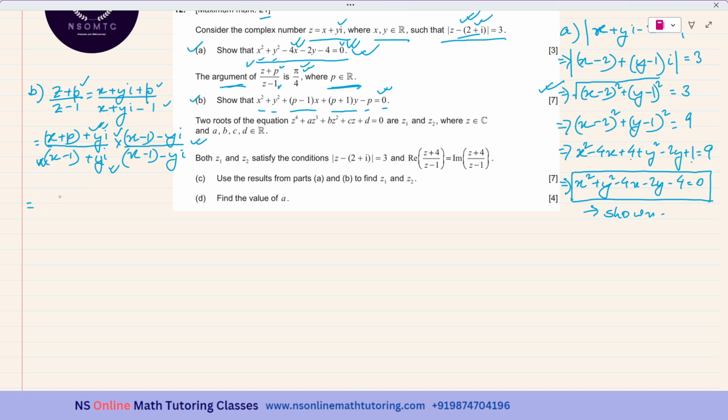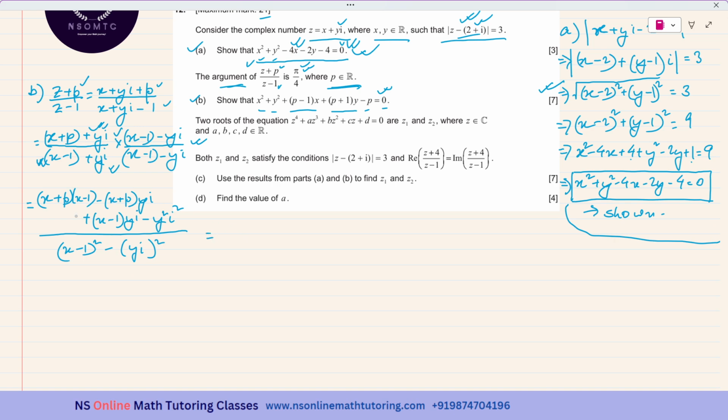And now I can multiply term by term. It is (x + p)(x − 1) minus (x + p)yi, plus (x − 1)yi, minus y² i². Over, it is (a + b)(a − b), so it is (x − 1)² minus (yi)².